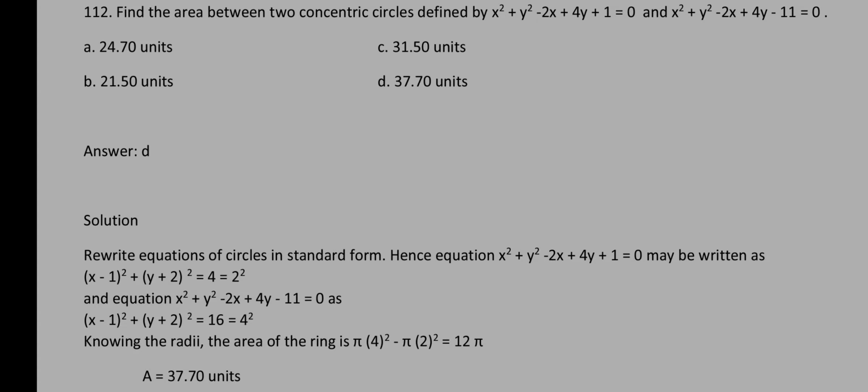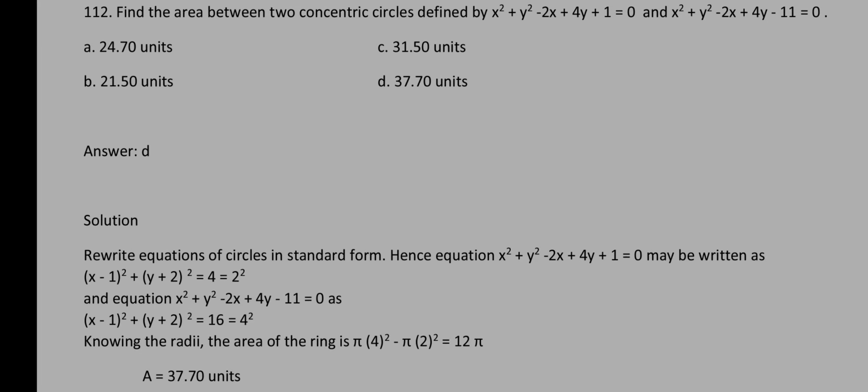Find the area between two concentric circles defined by x squared plus y squared minus 2x plus 4y plus 1 is equal to 0 and x squared plus y squared minus 2x plus 4y minus 11 is equal to 0. Sagot daw dyan ay letter D, 37.70 units.